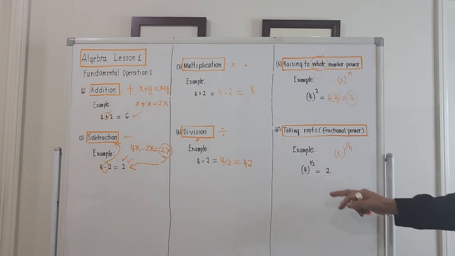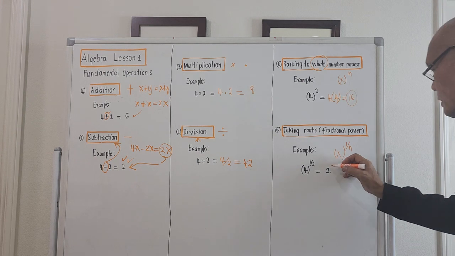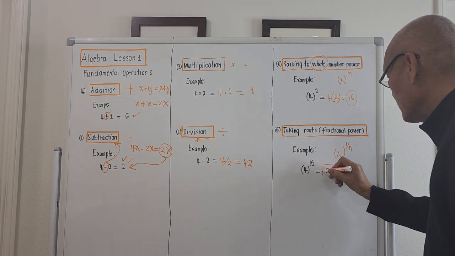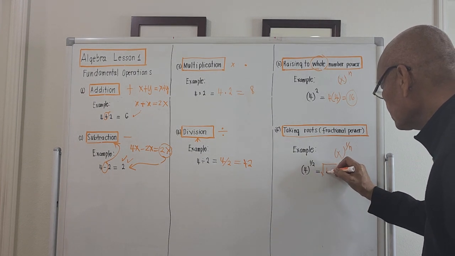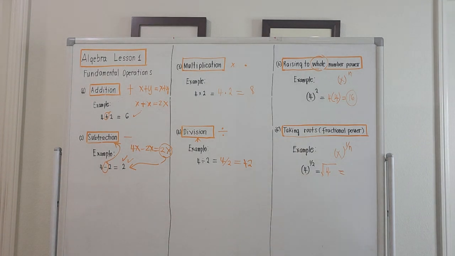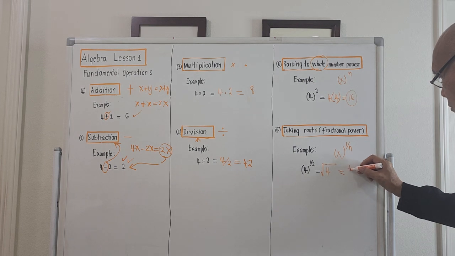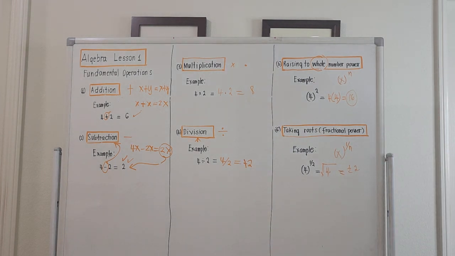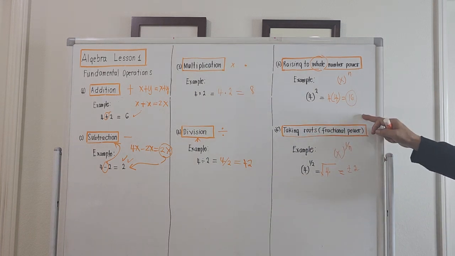An example of this one will be 4 raised to 1 half. Oh, this is actually the square root, right? Square root of 4. And this should be equal to, oh, I forgot. This is a positive number, so this is either plus or minus 2. Okay? That's taking the roots, meaning the power is fractional.